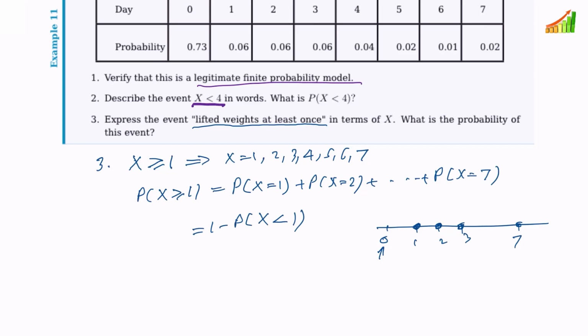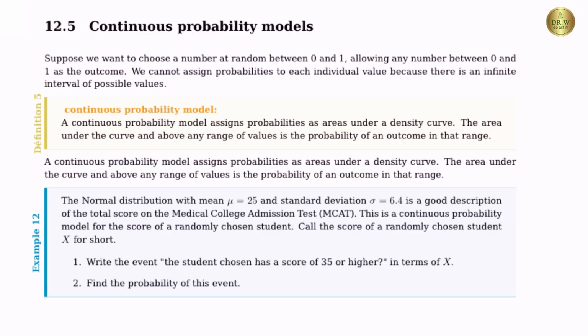Please pay attention here. This is greater than or equal to 1. Therefore, we use here strictly less than 1. Then 1 minus, what are the numbers less than 1? We know we have only 0. Therefore, probability x equals 0. Then 1 minus probability x equals 0 is 0.73. Then the answer is 0.27.